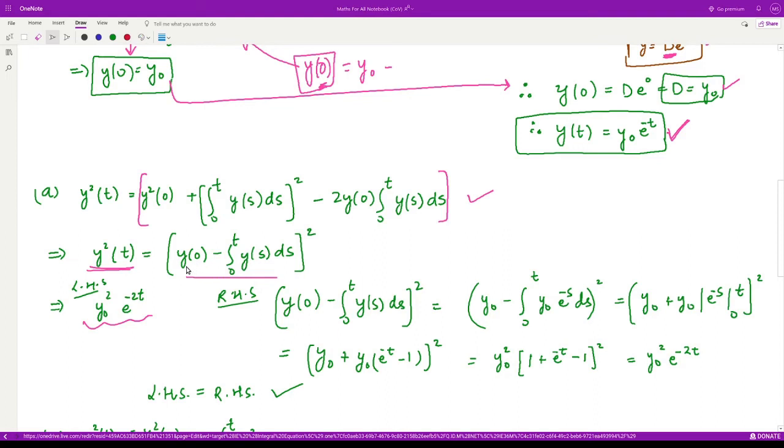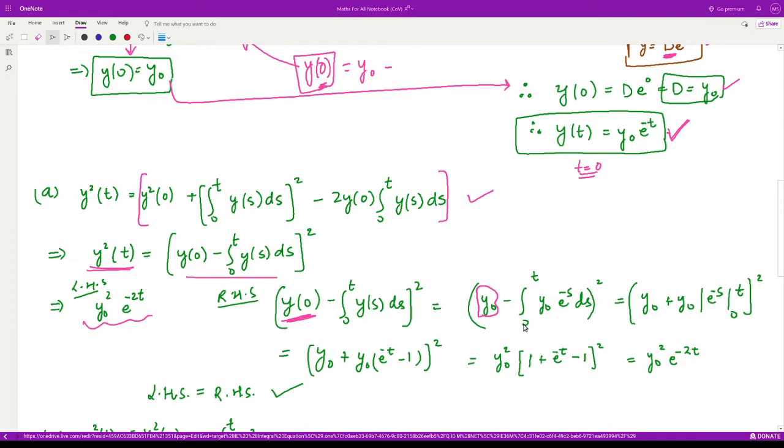So now we just have to replace the value, put the value of y. So we have y of t as this. Y of 0 would be, you just replace t with 0, right? So it would be y of 0 minus integration from 0 to t of y s ds, whole square. So we just replace this thing by y naught into e to the power 0, right? And it is equal to 1.